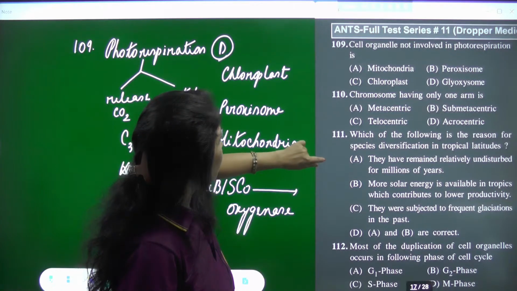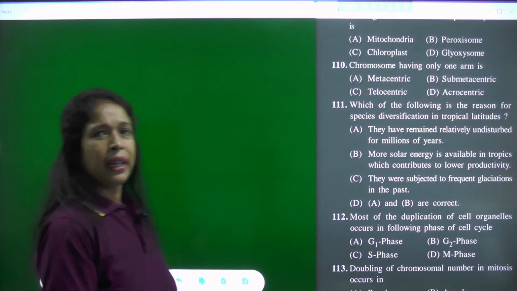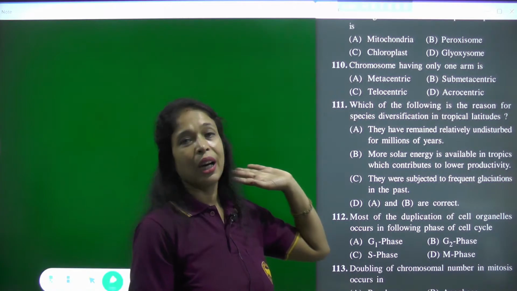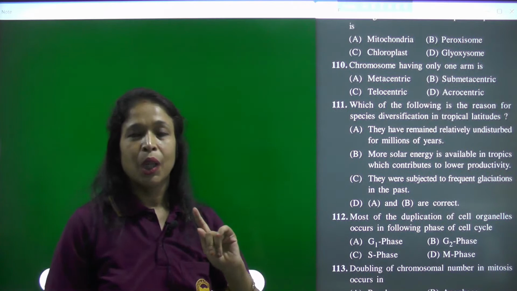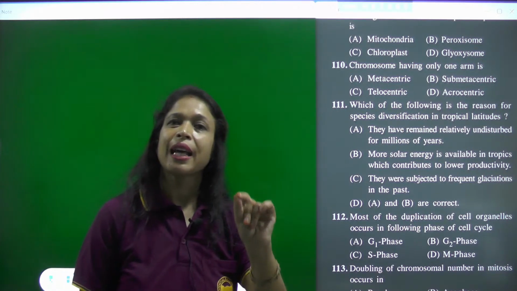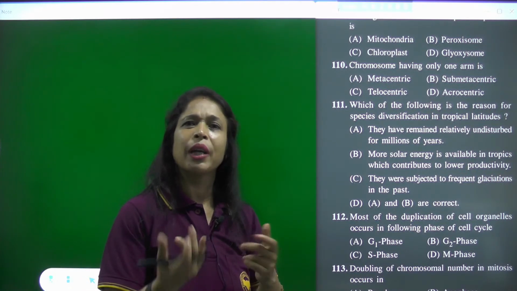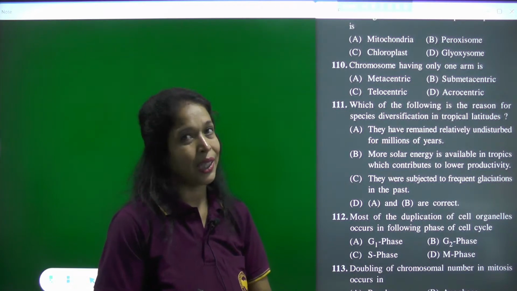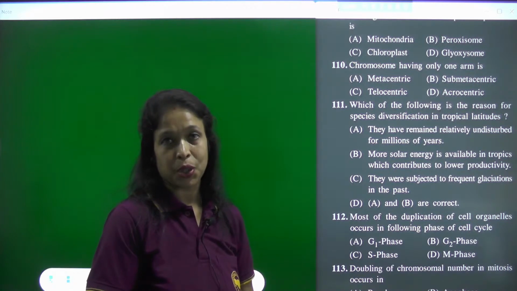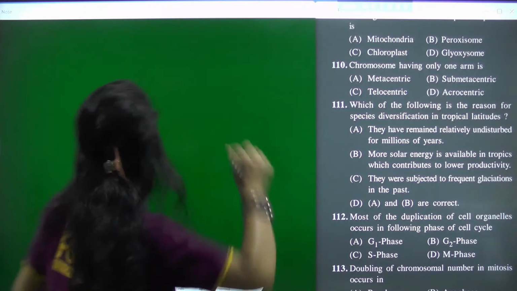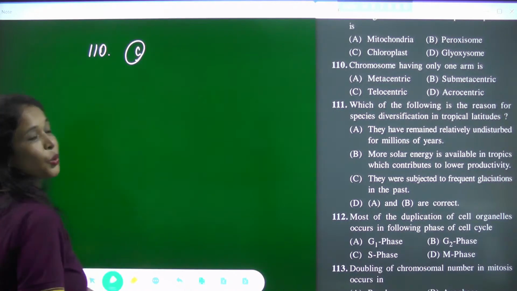Alright, so 109 is done, next 110. Again very simple: chromosome having only one arm. So straight away you can do it, this is telocentric. What is telocentric? The centromere is present at the terminal end. It appears that only one end of the chromosome is there. Telocentric, position is terminal. Whose position? Centromere position, right. So for 110, I know all of you did correctly, this is C, telocentric.